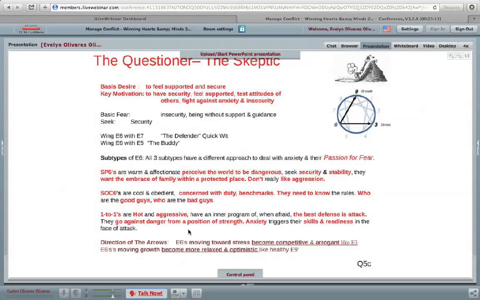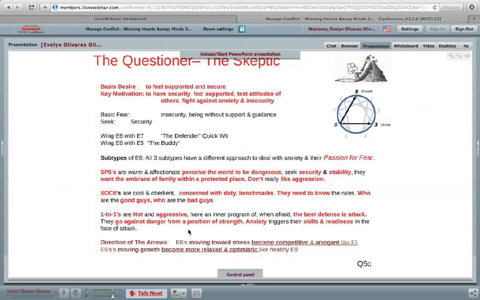Subtypes of the 6 are all different, but they do have a passion for fear, and how they deal with anxiety is quite different. The self-preservation 6s, they're warm and affectionate. They perceive the world to be dangerous. They seek security and stability, and they want the embrace of family within a protected place. They don't really like aggression.